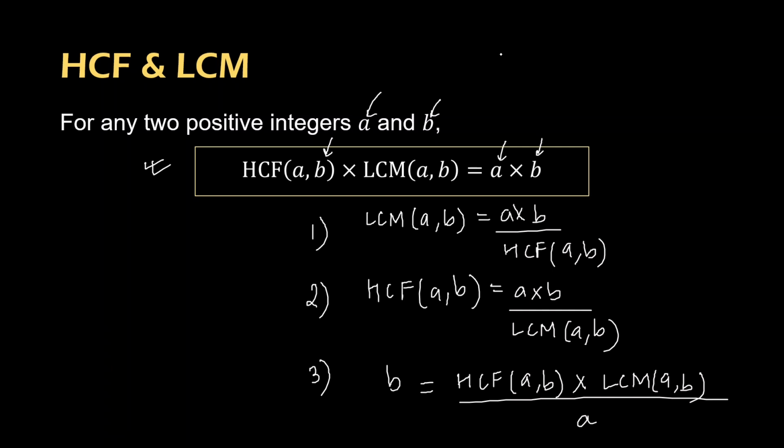Also note one thing, that this formula is only valid for two numbers. This formula is not valid for three numbers. It will not work for three numbers. This formula is only for two numbers. So this formula is very important because we can find LCM, we can find HCF, and we can find a number, provided we know the HCF and LCM of those two numbers and one number should be given.